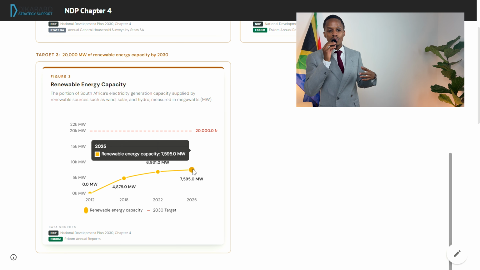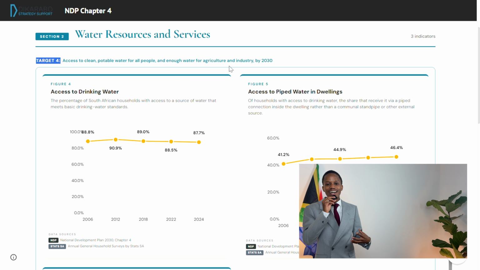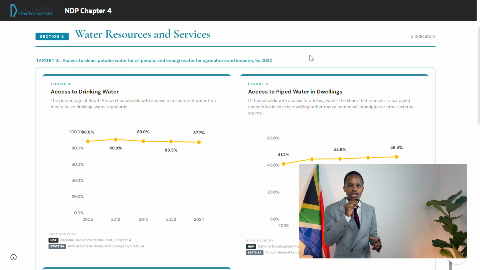If we scroll a bit down, we get to section 2, which speaks to the water resources and services related economic infrastructure targets. And related to this section, there's only one target, and that target is access to clean, potable water for all people and enough water for agriculture and industry by 2030.